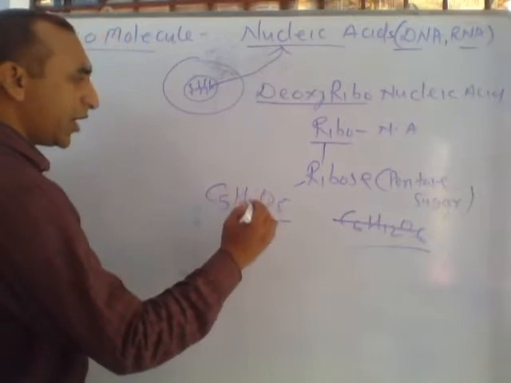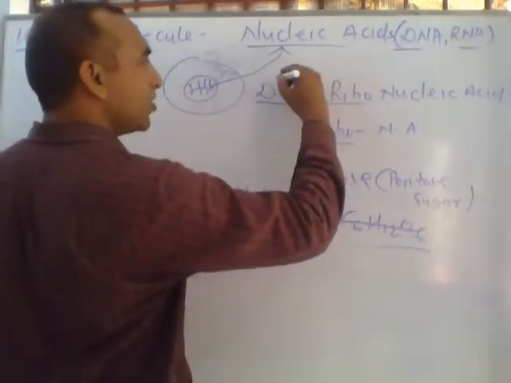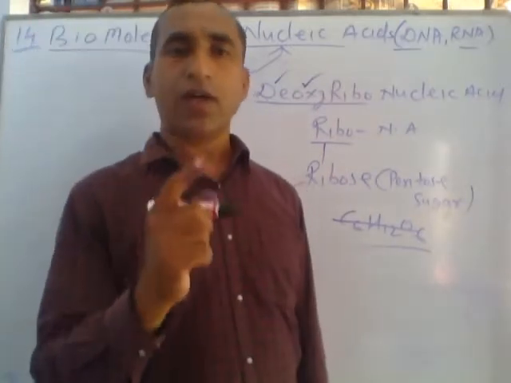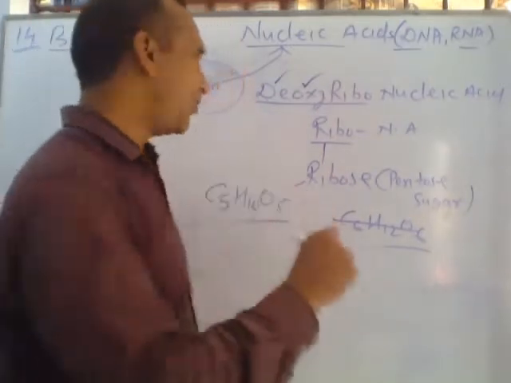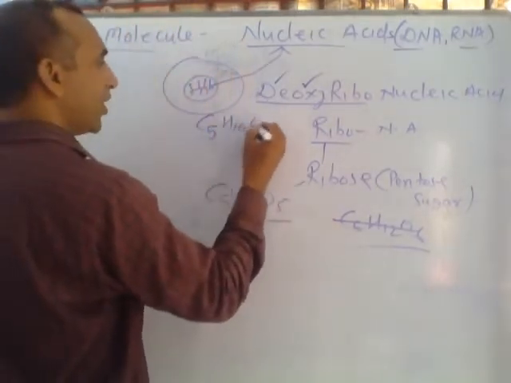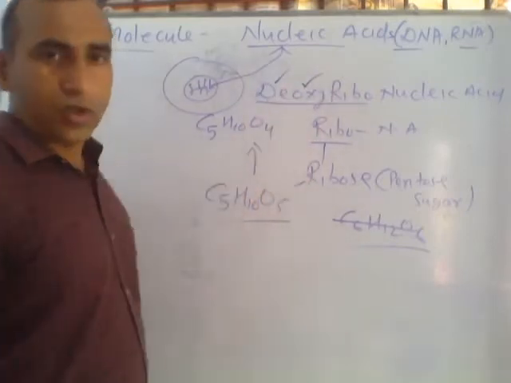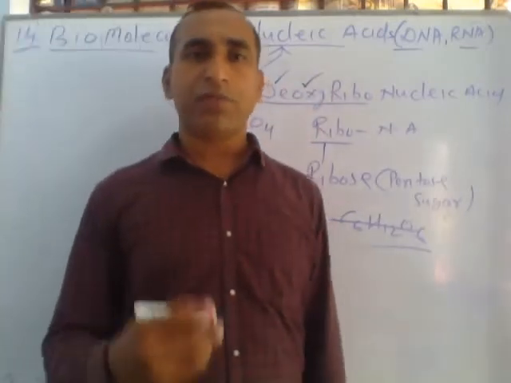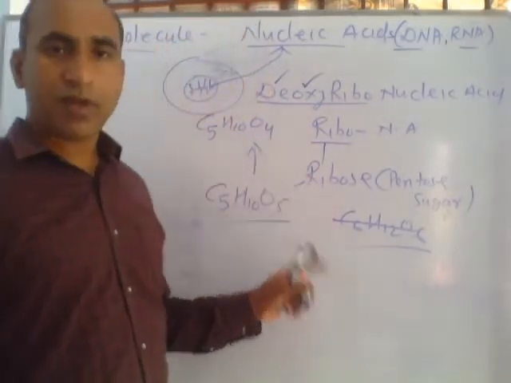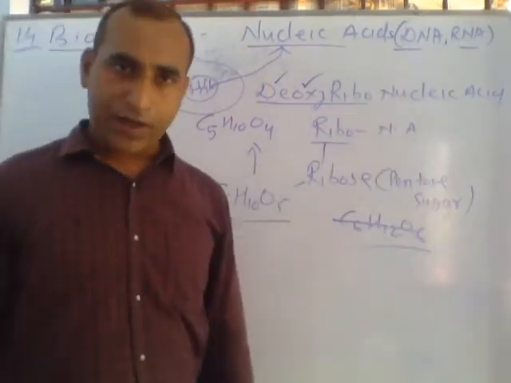If we remove, D means remove, oxy means oxygen. If we remove one oxygen from ribose, the formula will be C5H10O4. This is called deoxyribose. So deoxyribose sugar is present in DNA, and ribose sugar, C5H10O5, is present in RNA.